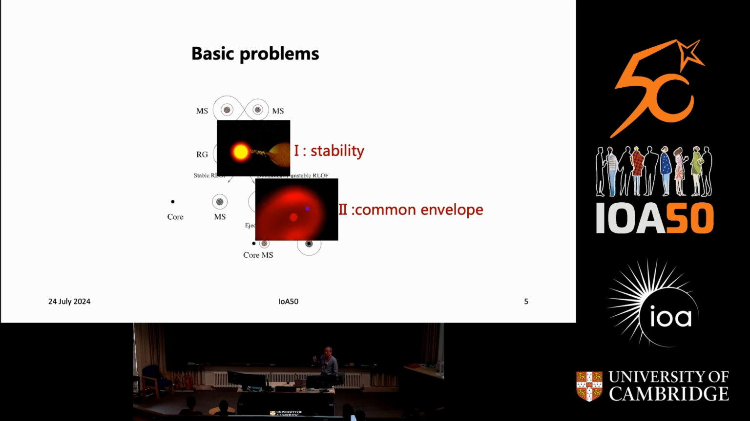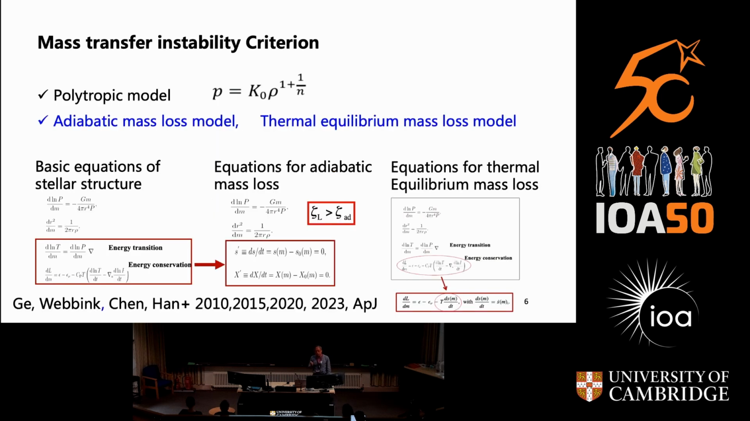Actually, common envelope is, I think, the least understood binary process. It was proposed by Paczynski in 1976, and most of the interesting objects, say double white dwarfs, double neutron stars, double black holes, are from common envelope evolution. So those two problems are not well understood.